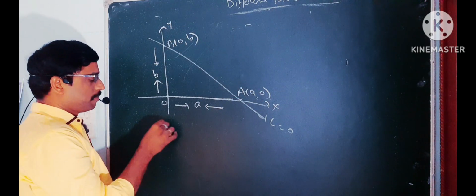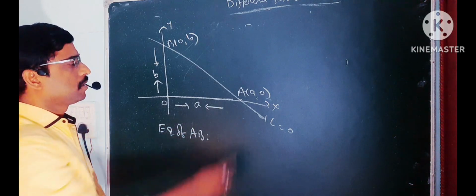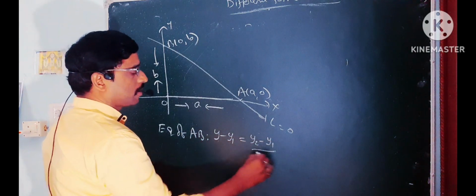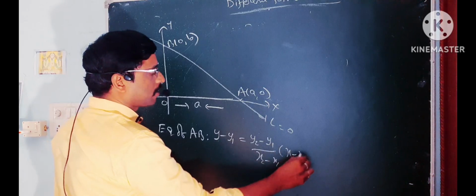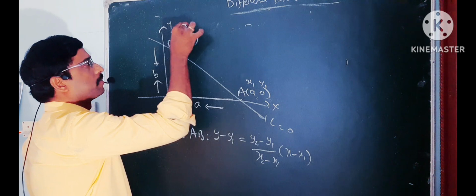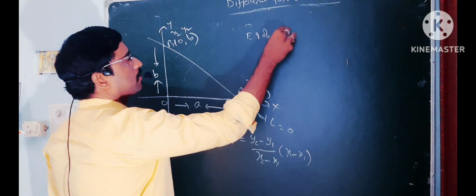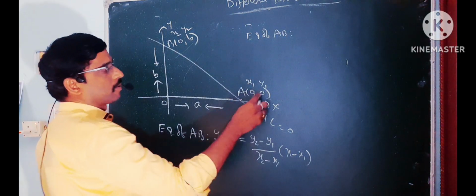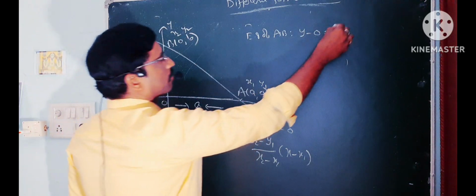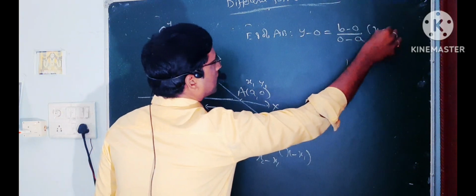The equation of AB, how to find it? The equation of a line passing through two points: the formula is y minus y1 is equal to (y2 minus y1) by (x2 minus x1) into (x minus x1). Here A is (x1, y1) and B is (x2, y2). Now what do we get? The equation of AB is y minus 0 is equal to (b minus 0) by (0 minus a) into (x minus a).